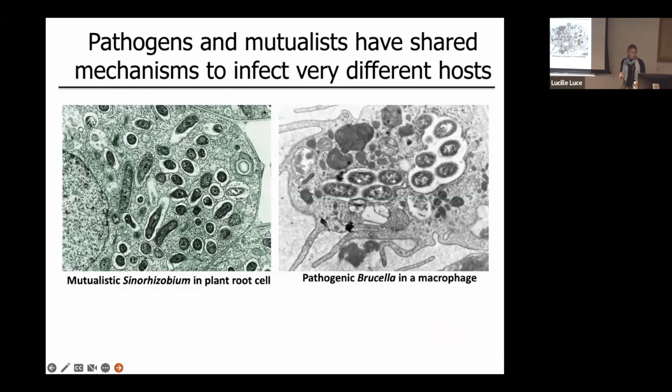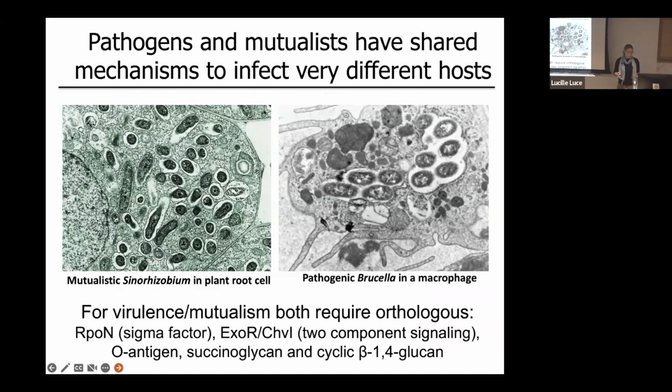And so it turns out that plant pathogens and mutualists have shared mechanisms to infect very different hosts. So Sinorhizobium is here infecting a bean cell. Brucella is here infecting a macrophage. And for virulence, they both require some shared, conserved ancestral mechanisms that are likely there to evade or suppress host immunity.